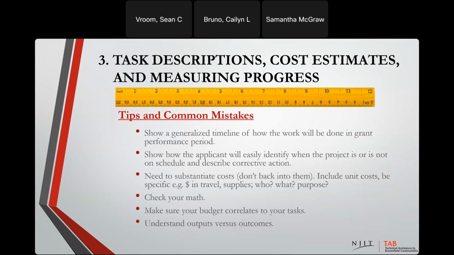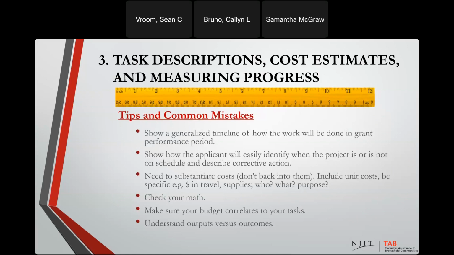So now moving on to criterion 3, which is task descriptions, cost estimates, and measuring progress. Here you want to show a generalized timeline of how the work will be done in the grant performance period. Again, EPA wants to see that you have a good handle on what it's going to take to get this and take this project through to fruition and completion.